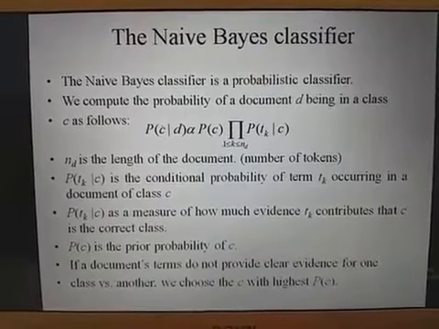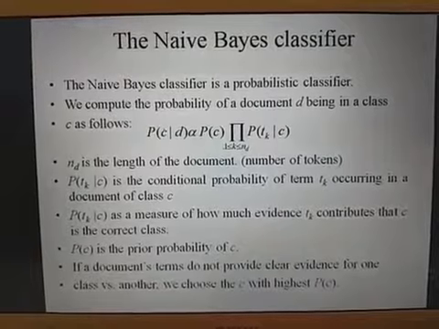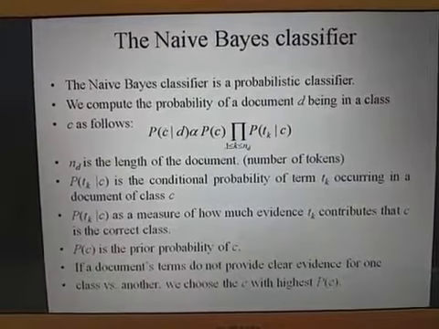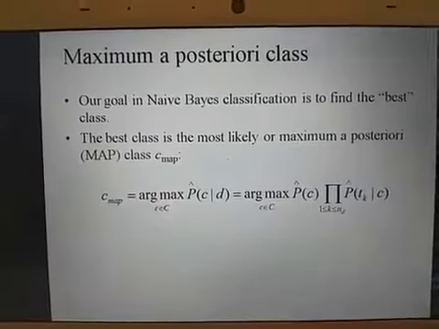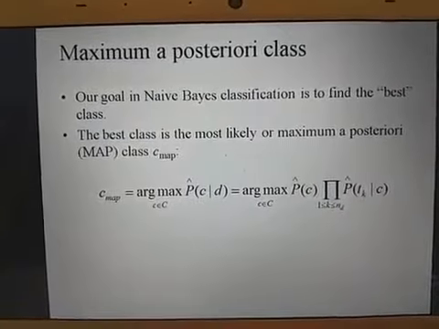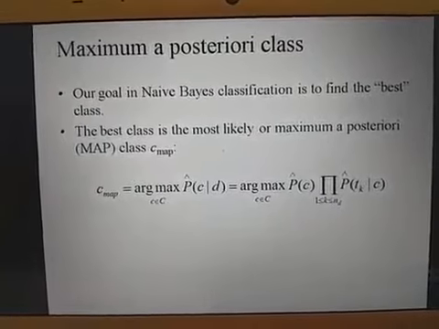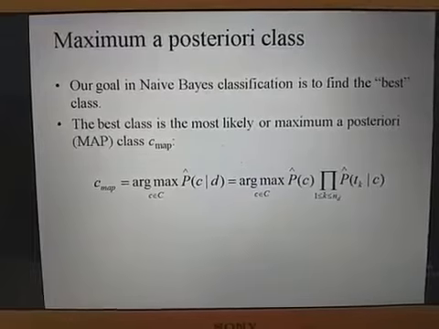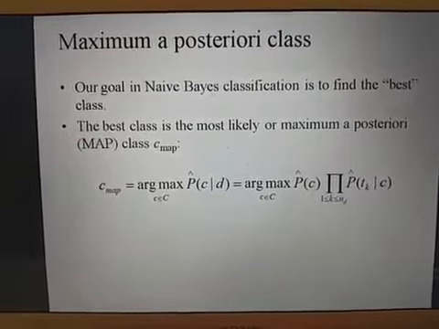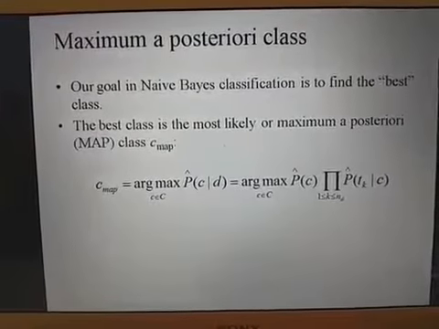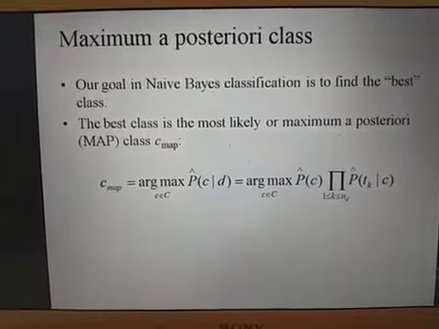If document terms do not provide clear evidence for one class or another, then we need to choose the class with the highest probability. Here it also uses a posterior class, which should be maximum, for finding the best class. The best class is the most likely one, the maximum a posteriori, or MAP class. So this is the expression to calculate the posterior class, or C MAP.